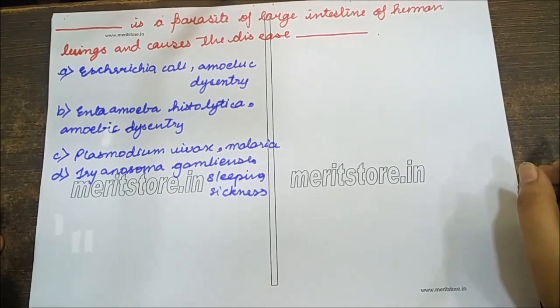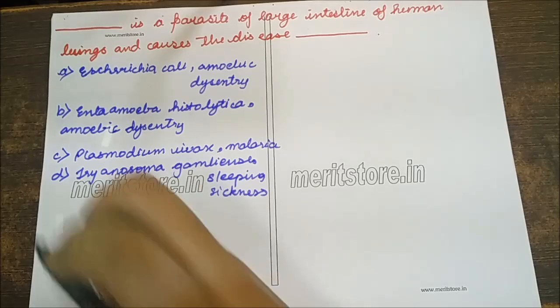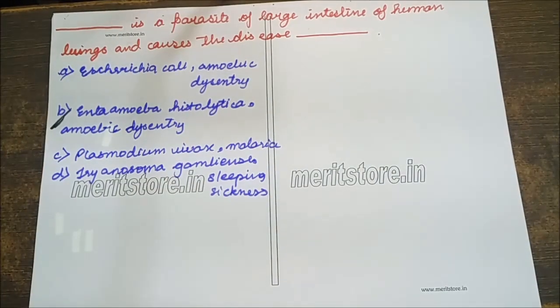Let's move on to the next question. Dash is a parasite of the large intestine of human beings and causes the disease dash. Escherichia coli, amoebic dysentery; Entamoeba histolytica, amoebic dysentery; Plasmodium vivax, malaria; or Trypanosoma gambiense, sleeping sickness. And the answer for this is Entamoeba histolytica.